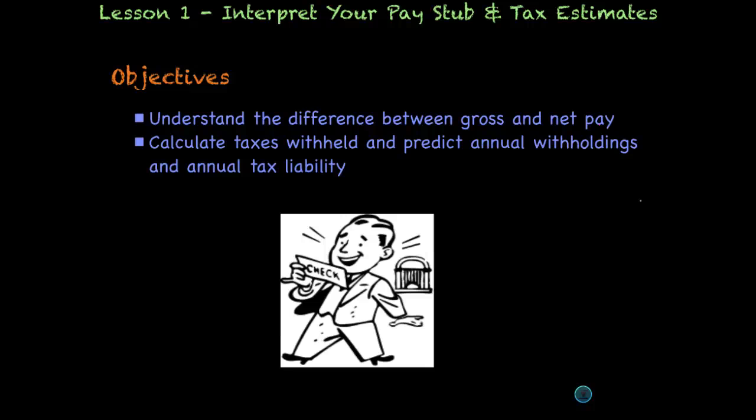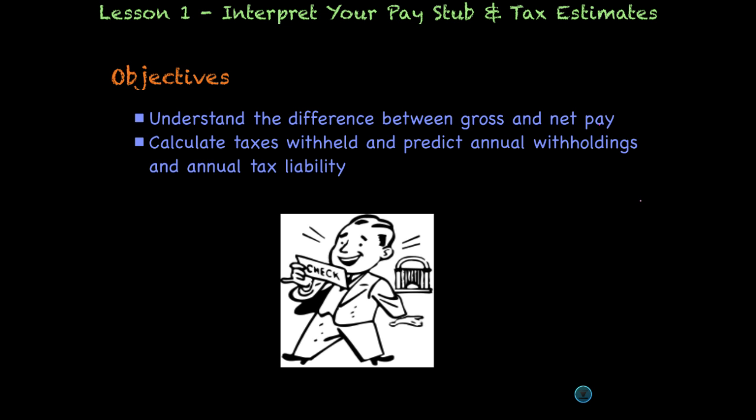Welcome to Lesson 1. In this lesson, you're going to learn how to interpret your pay stub and calculate your tax estimates for federal tax purposes. You will know you will be successful if, when you are finished with this lesson, you can look at your pay stub, find your taxable income, and then make a rough estimate of what your total tax liability would be at the end of the year and compare it to what's being withheld to determine if you're on track.